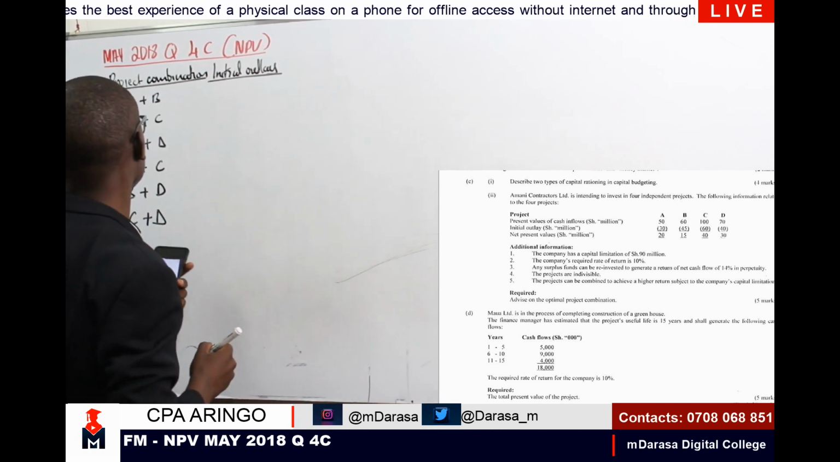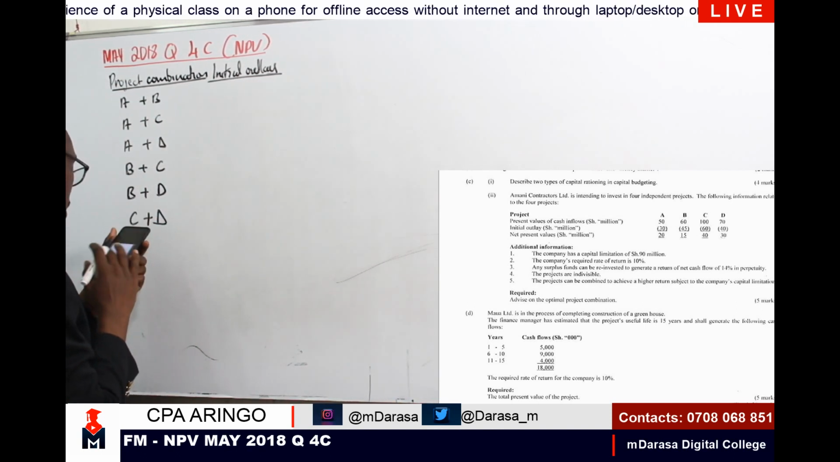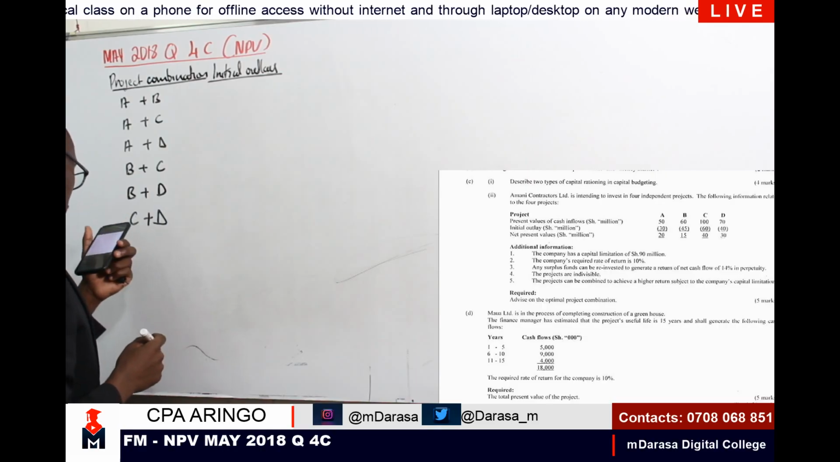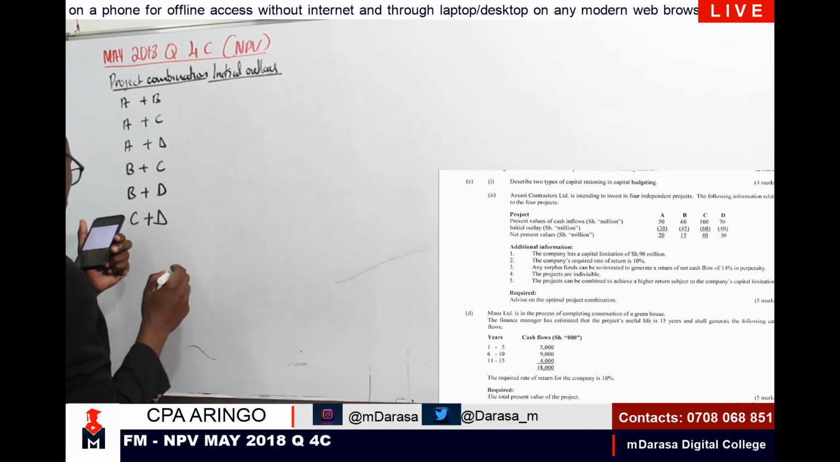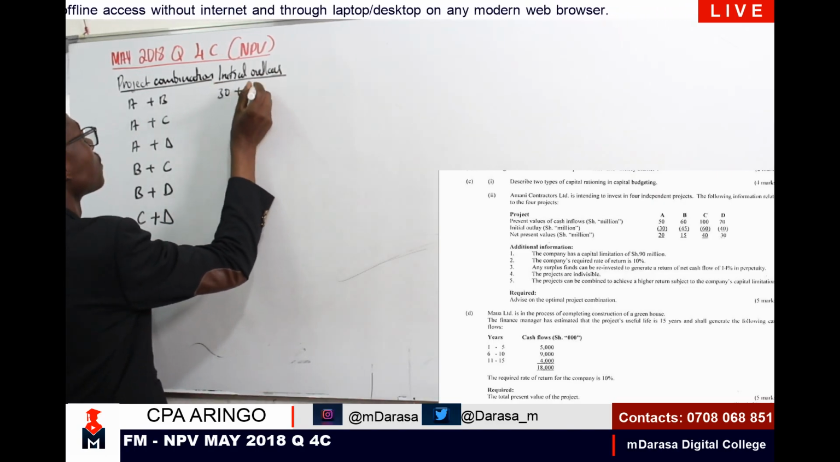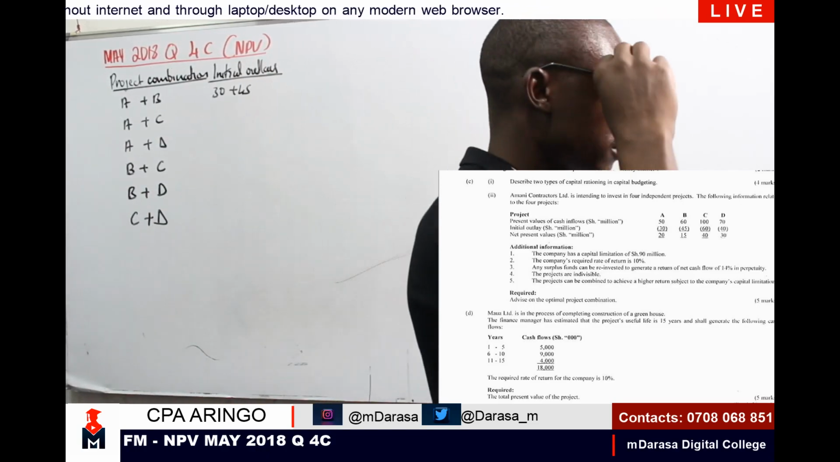Initial outlay, what is the cost of A and B? I can see the initial outlay here. What figure am I given? For A and B, the initial outlay is 30 and 45. Kindly just check it out slowly, 30 and 45.